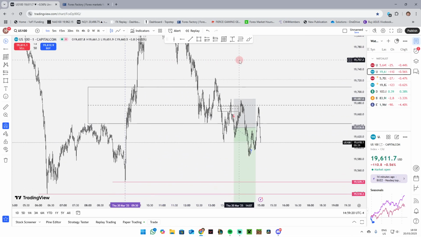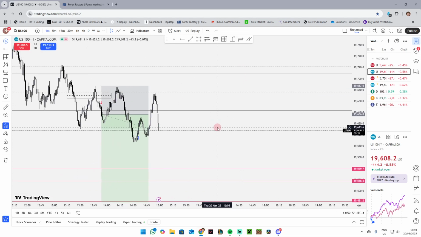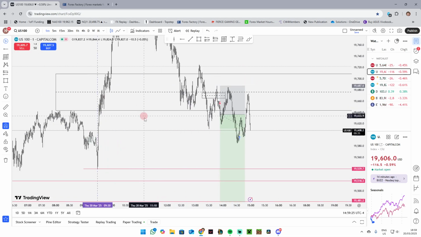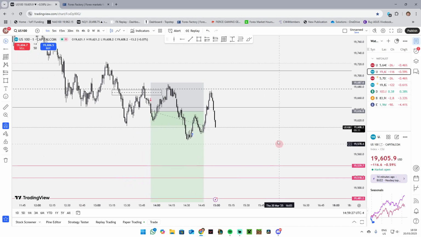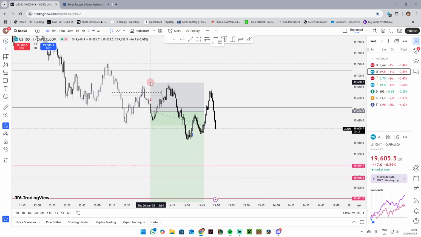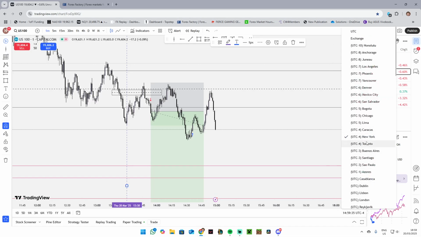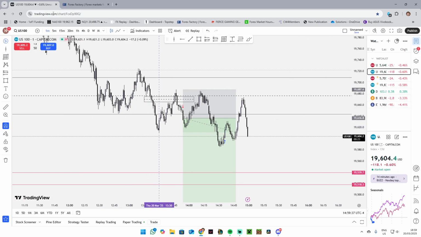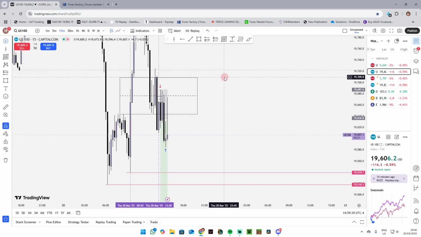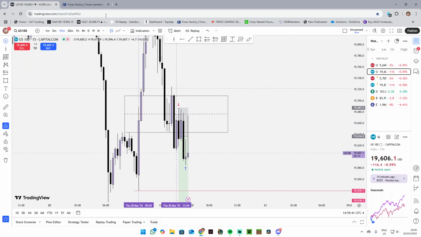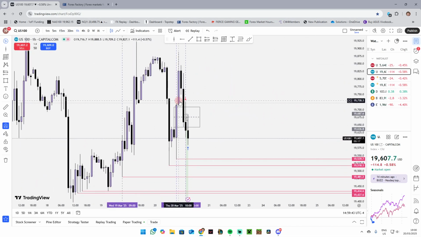So my bias was still shorts coming into PM. That was all AM, mind you, in case you know. Coming to PM, 1:30 New York Standard Time. We get looking at the charts again. I'm looking at the 1 hour.